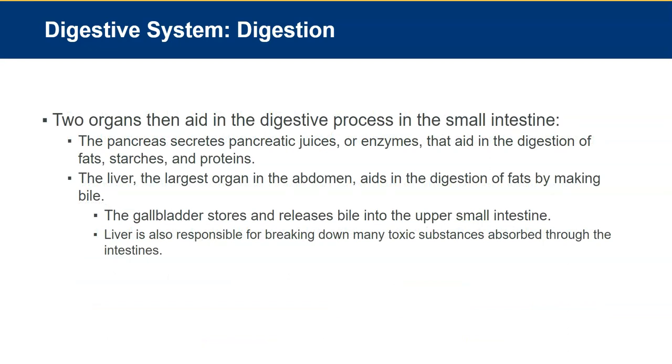2 organs help with that digestive process. The pancreas is going to secrete enzymes that help with all of those larger food molecules, fats, starches, and proteins. And the liver really is going to help with digestion of fats.